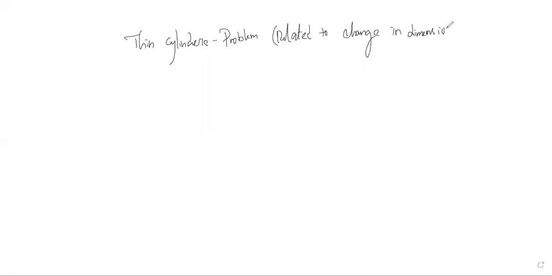Now let us write the question paper. Thin cylinder problem related to changing dimension.